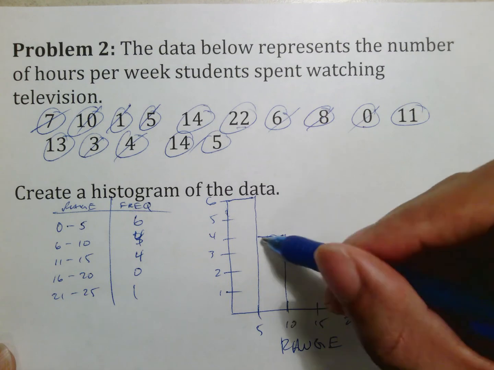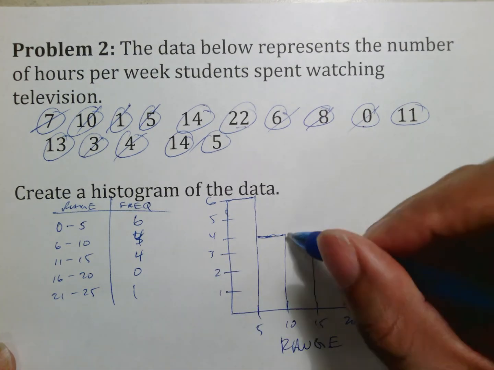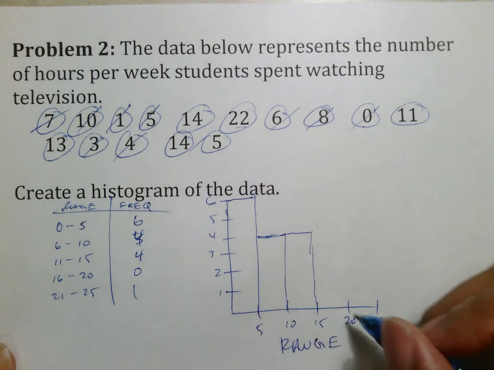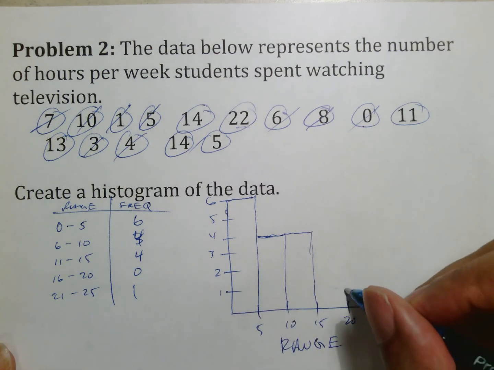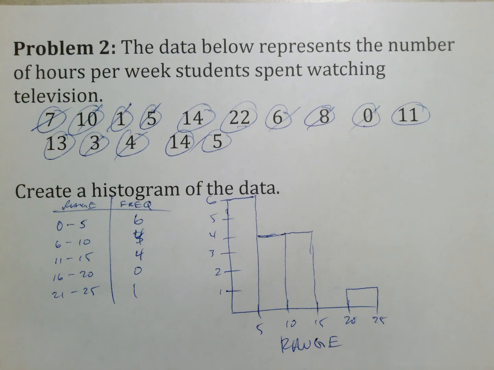And again, your rectangles have to touch, otherwise it's not a histogram. 11 to 15 also goes to 4. So we make these two things match. 16 to 20 has 0. 21 to 25 has 1. And that would be your histogram for that information.